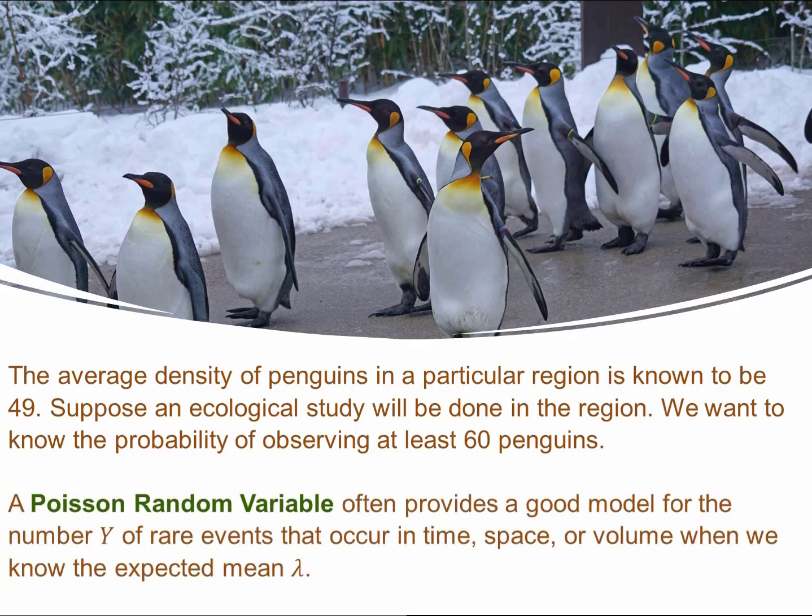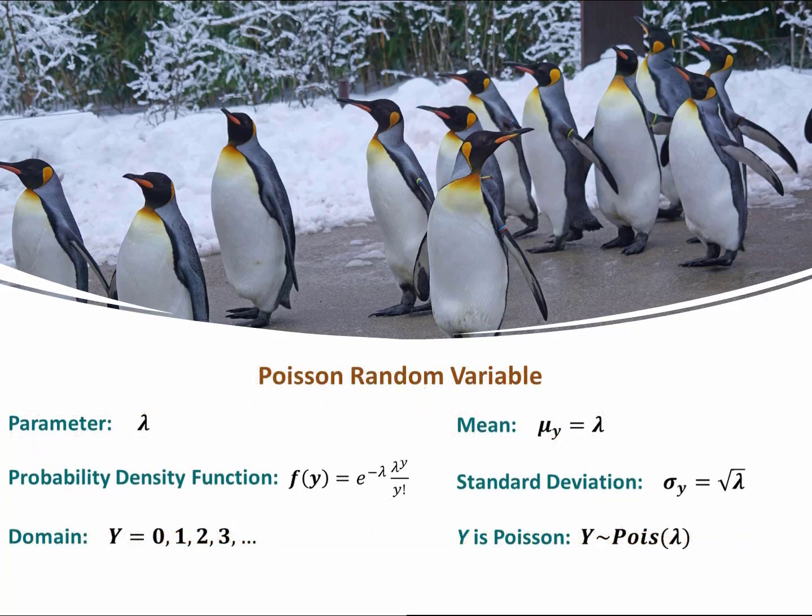A Poisson random variable often provides a good model for the number y of rare events that occur in time, space, or volume when we know the expected mean lambda. Probabilities of a Poisson random variable with mean lambda can be found using the probability density function, or with similar R commands that we've seen before.